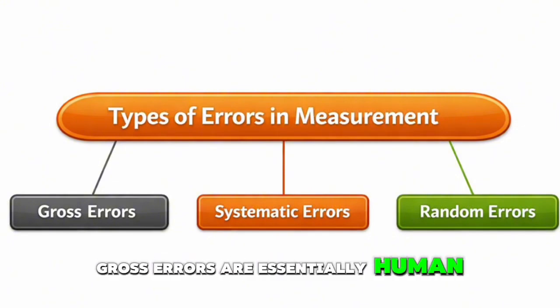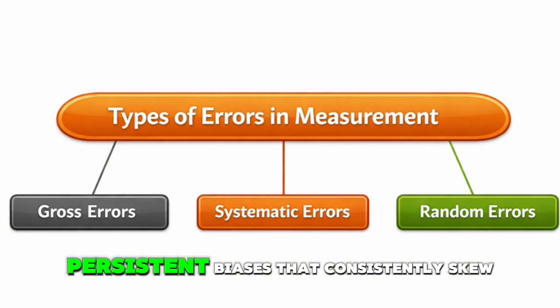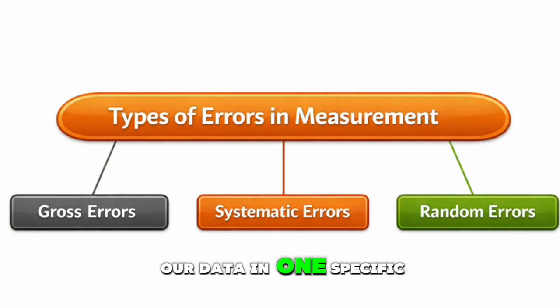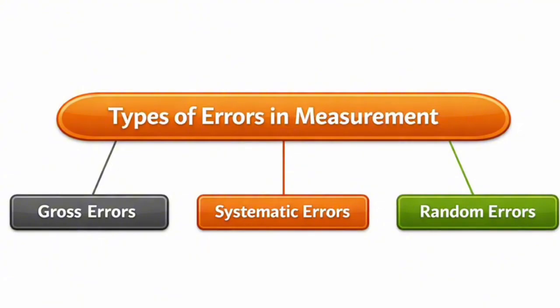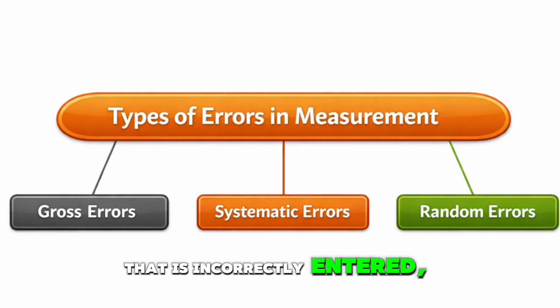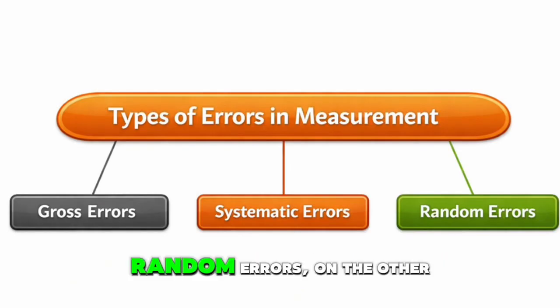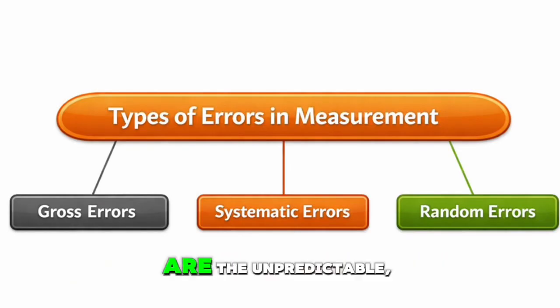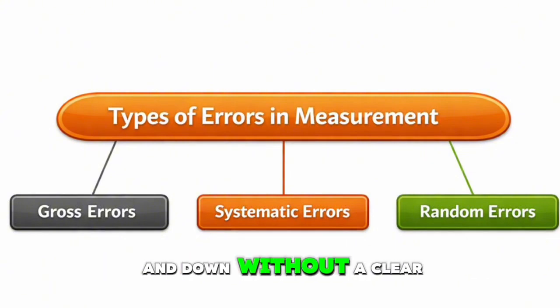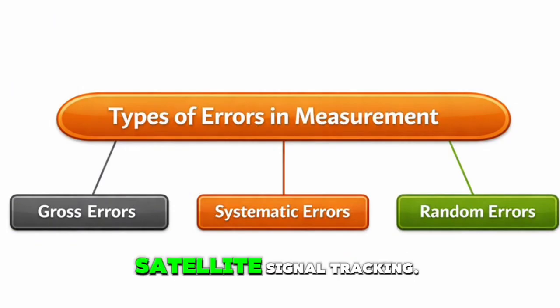Gross errors are essentially human blunders, such as miskeying a point ID into the data collector or setting up the total station over the wrong control monument. Systematic errors are predictable, persistent biases that consistently skew our data in one specific direction, such as a GNSS antenna height that is incorrectly entered, causing every single measured elevation to be exactly 10 centimeters too low. Random errors, on the other hand, are the unpredictable, chaotic fluctuations that bounce up and down without a clear pattern, like small wind gusts vibrating the tripod or slight variations in satellite signal tracking.